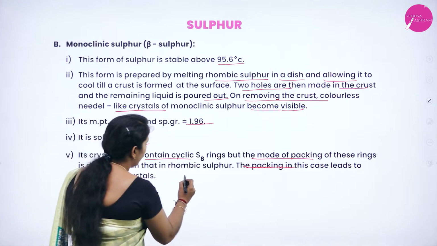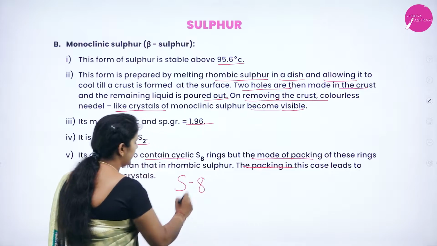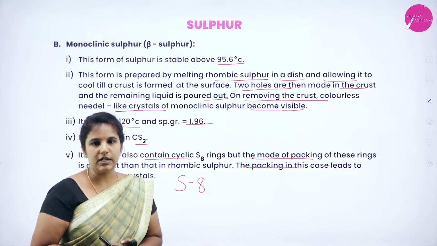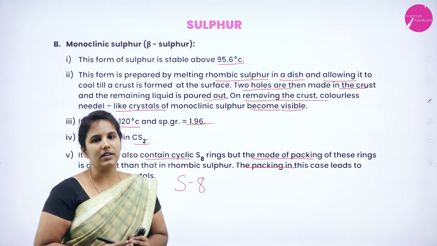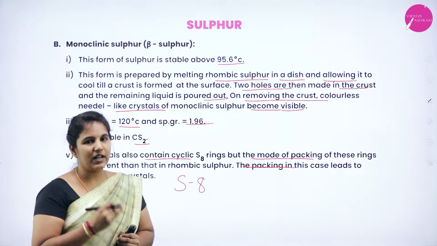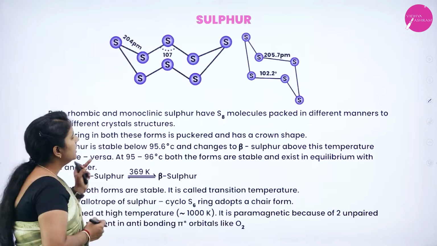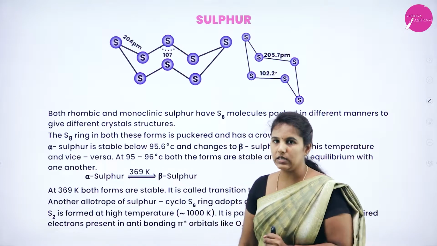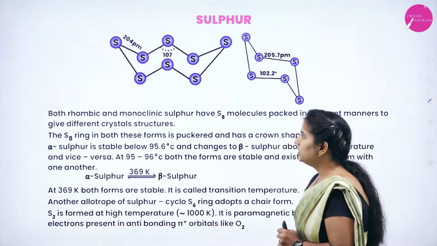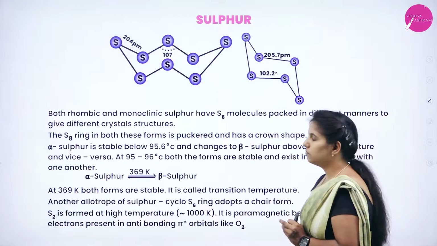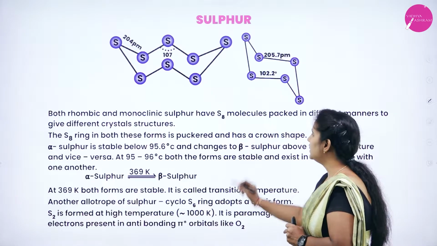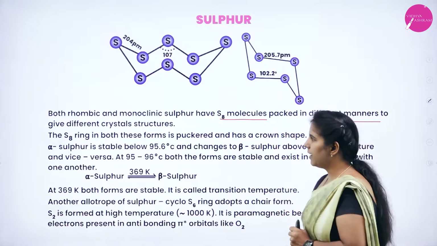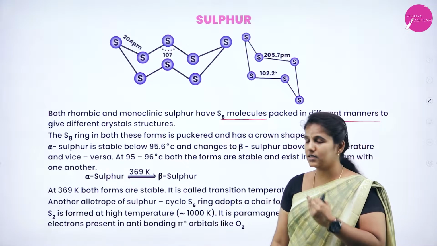Here also we can expect 8 sulfur atoms which constitute the monoclinic structure, the beta form of sulfur. Hope you all understood the alpha and the beta form. You can see that this is the structure of the S8 molecule. Both rhombic and monoclinic sulfur have S8 molecules packed in a different manner to give a different crystal structure.